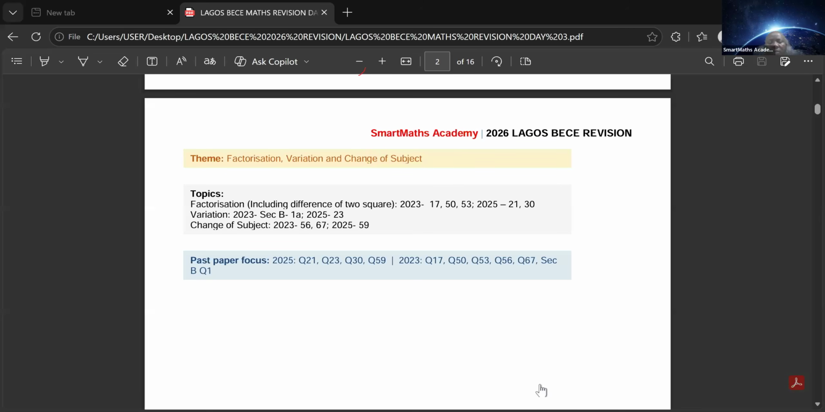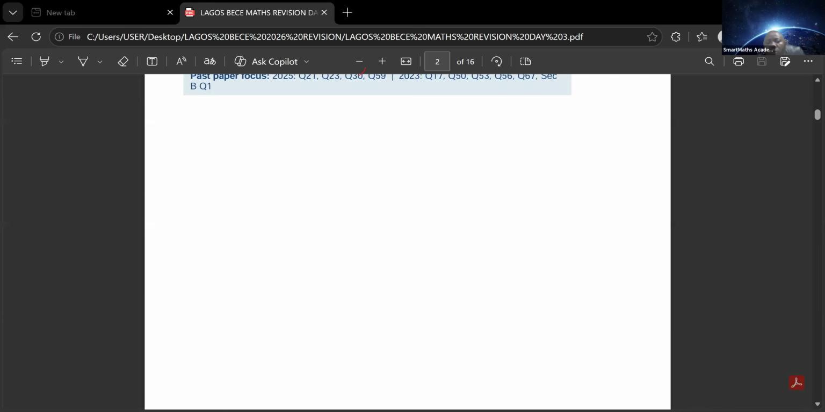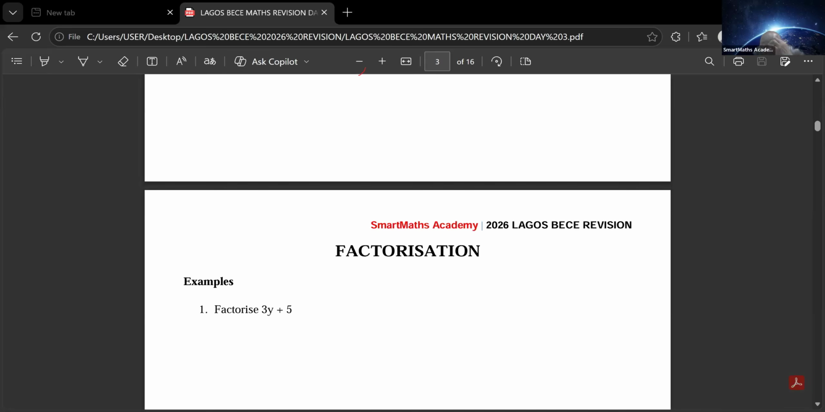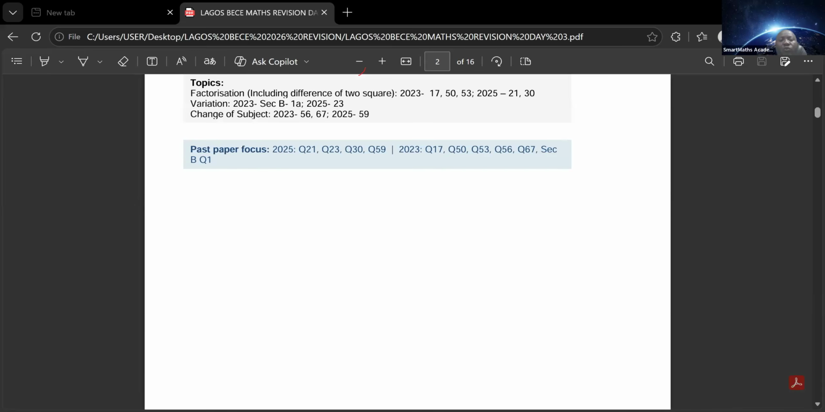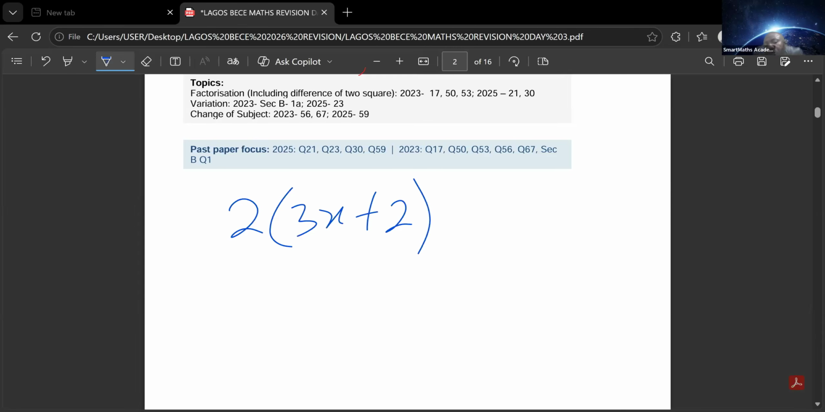So when we talk about factorization, factorization is the opposite of expansion. For example, if I give you 2 open bracket 3x plus 2, and I ask you to expand this, that means I have to remove the bracket. You are expected to use the term outside the bracket to multiply everything in the bracket. So 2 times 3x gives us 6x. Then 2 times 2 gives us 4. This is what we call expansion.